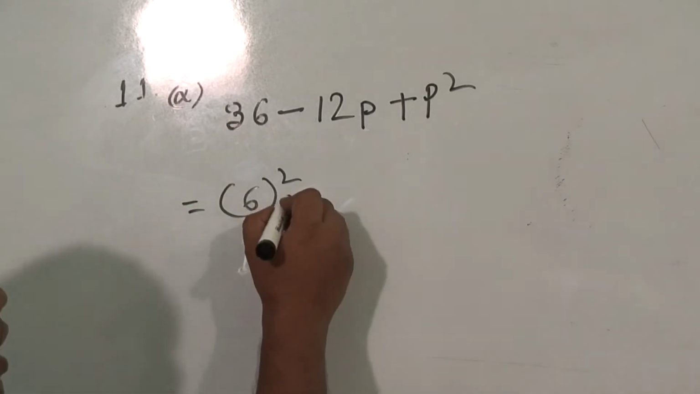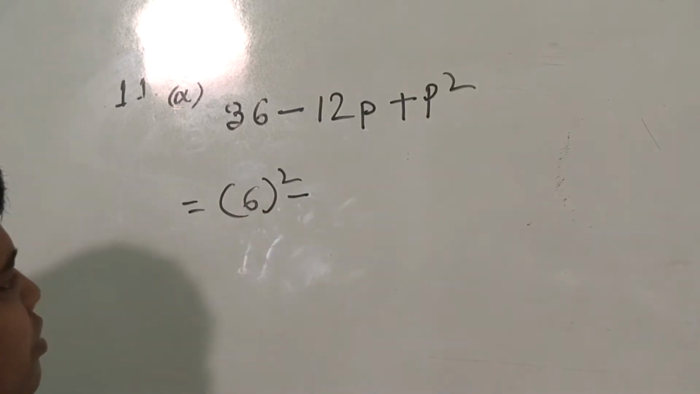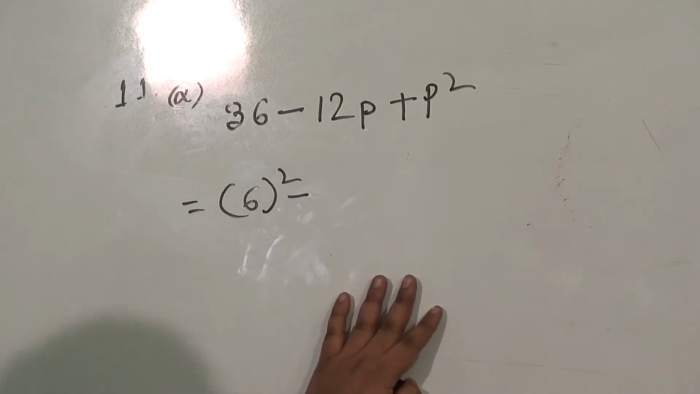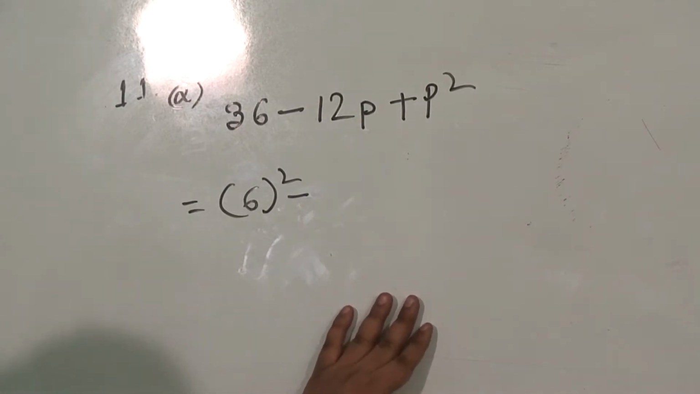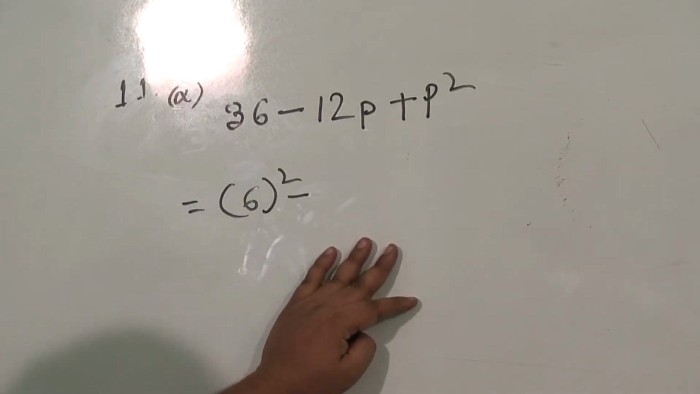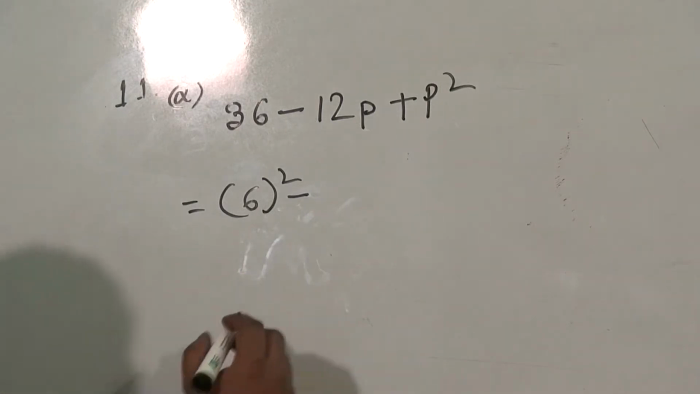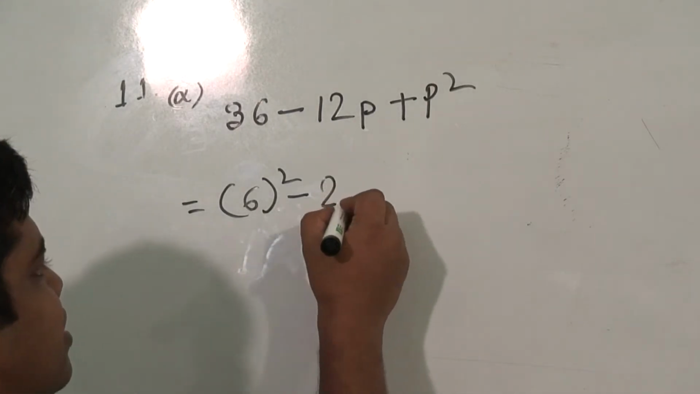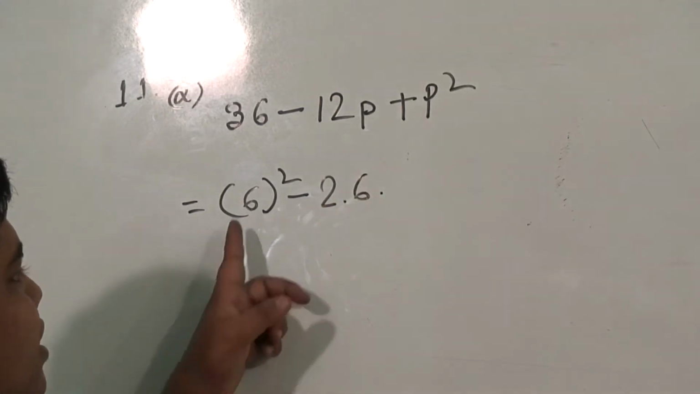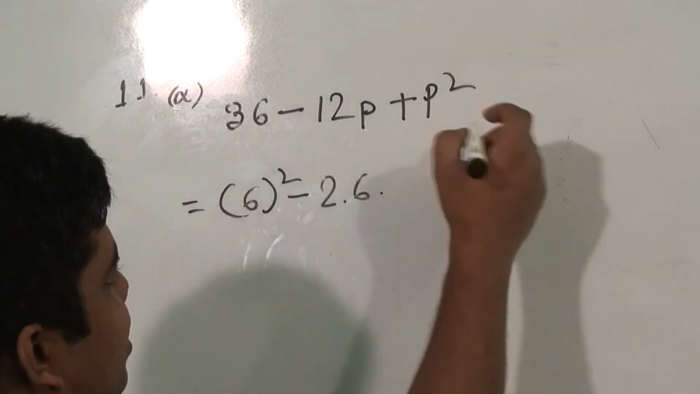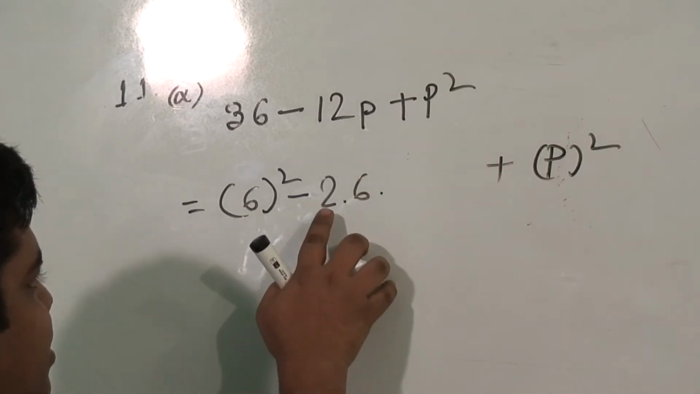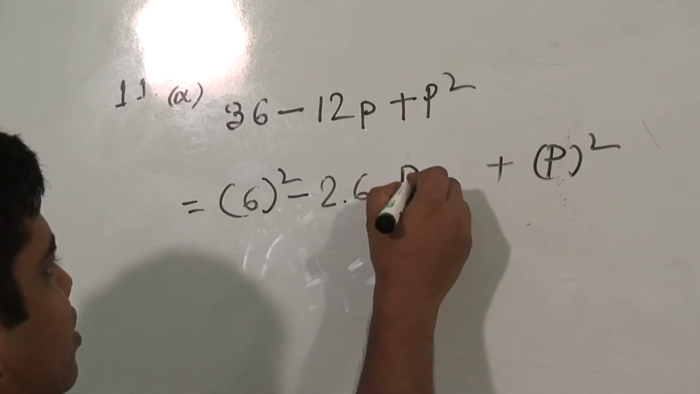After that minus. Okay, we want to make it into a formula. By which formula? The formula is a plus b whole square, a minus b whole square. You notice minus. For this reason we apply the a minus b whole square formula. That's why 2 is needed, which is in the formula. Then this is called a. For this reason I write this 6. After that you notice this is p square. So p whole square. Notice this is a and this is b, and this is 2ab. b is p. So I hope you have understood.